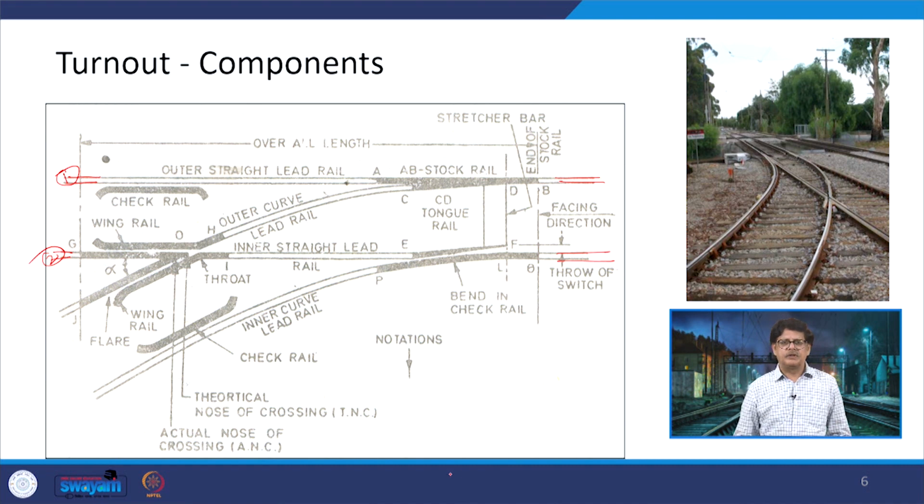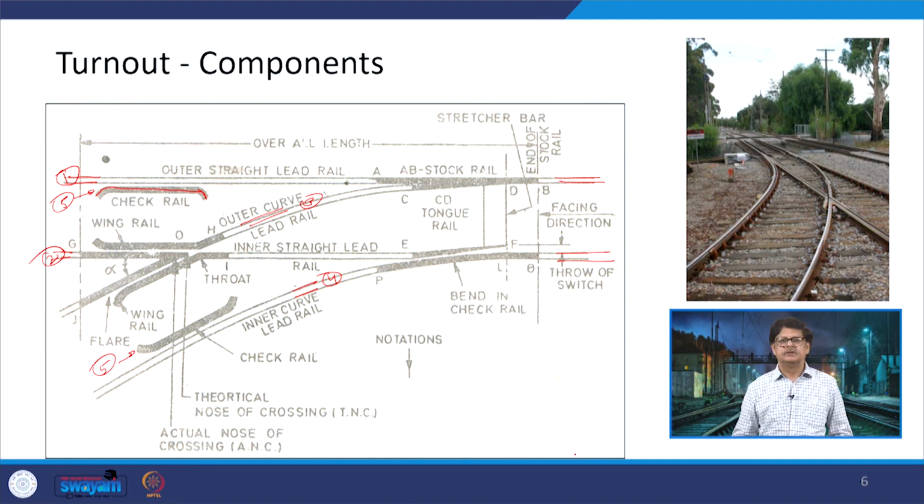In the same form, when it is taking a turn towards the left hand side, then this one, number 3, is defined as an outer curved rail, and this number 4 is defined as an inner curved lead rail. So, we have 4 lead rails, but 2 are straight and 2 are curved in nature. Then at this point here, you can see that there is one rail being provided in black. So, this rail as well as the one which is provided here, they are the check rails.